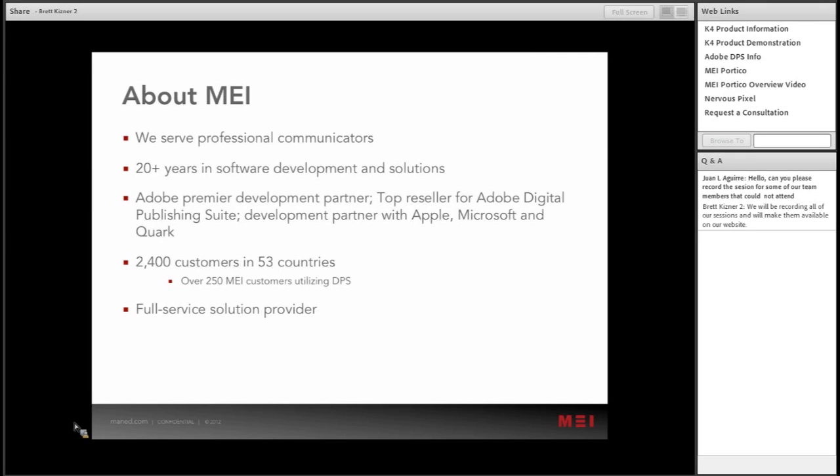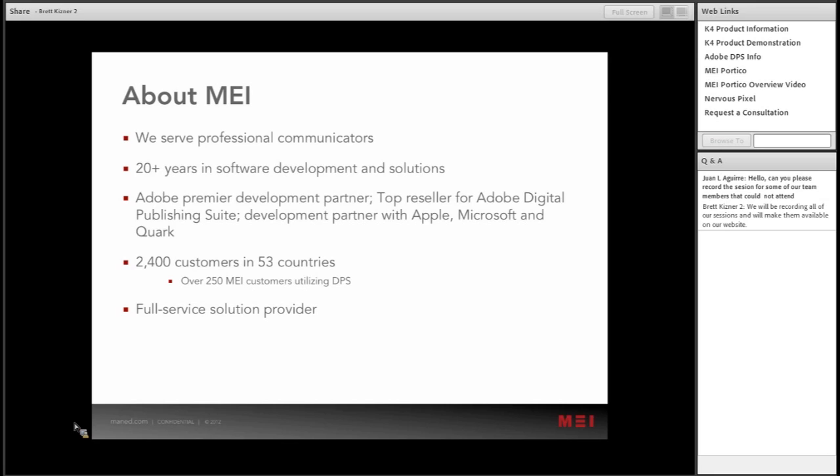And across K4, the Adobe Digital Publishing Suite, and our other products, we're a full-service solution provider. We provide publishing workflow and automation solutions. We have a creative services team that we call Nervous Pixel. We have training, integration, and support staff that actually work with you to teach you how to use technology like the technology you'll see today. And of course, we develop add-on technology for solutions like the Adobe Digital Publishing Suite. An example of that, we held a webinar recently for the MEI Portico product, which is a custom storefront solution for the Adobe Digital Publishing Suite.